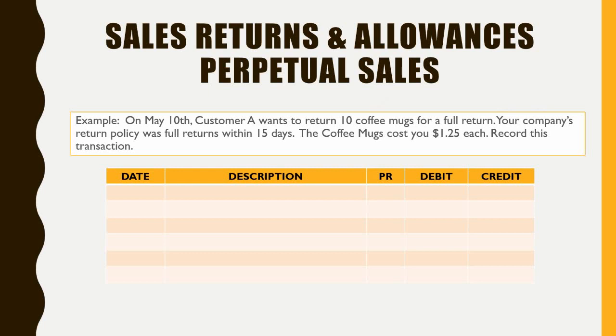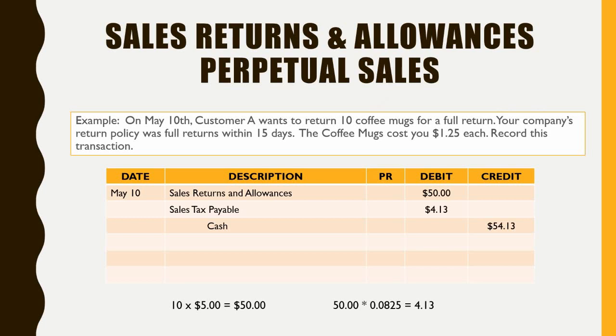Sales returns and allowances, yes. So with the sales returns and allowances, that's going to be for $50. Your sales tax payable is going to be the $4.13. Your cash is going to be for the $54.13. So yes, very good.